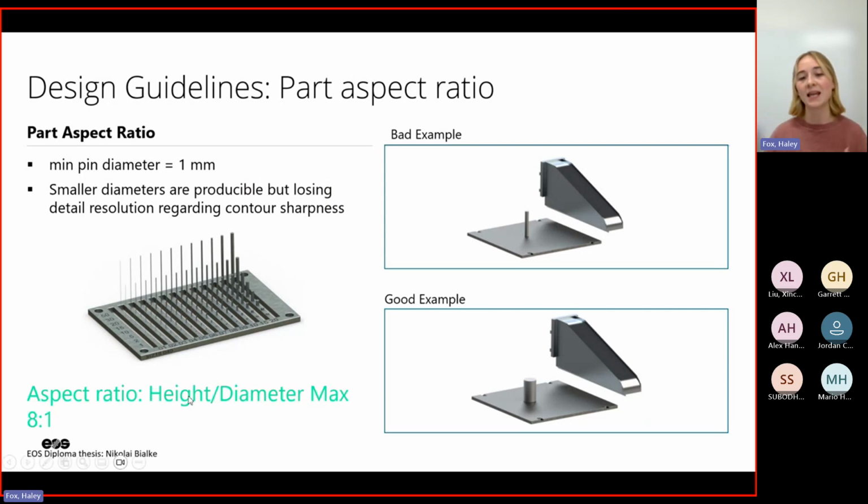And so we usually say an 8-to-1 ratio. That means if you have an 8mm tall pin, it would need to be at least 1mm for it not to have any heavy contact with the recoater. Now, you're very welcome to put latticing and different types of structures in your design.